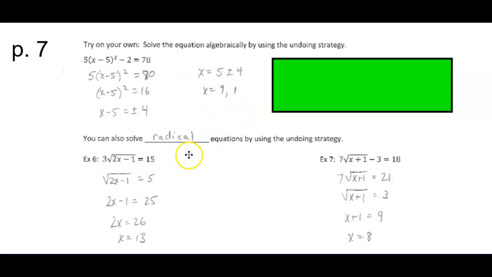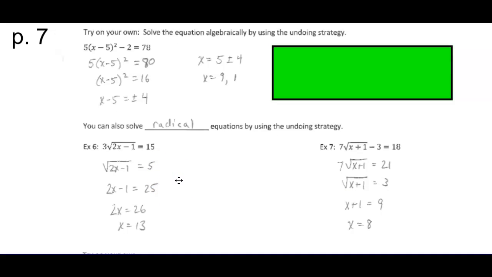Okay, so radical equations work the same way. We're trying to isolate the radical first and then square. So in example 6, to isolate the radical, I had to divide by 3. That gave me 5. And then to get rid of the radical, I had to square. So squaring the radical makes that go away, and I just have the radicand. And squaring the 5 becomes 25. There's no plus and minus when you go this way. Plus and minus occurs when you do a square root, but when you get rid of a square root, you're not going to have a plus or minus, you're just going to square the number.